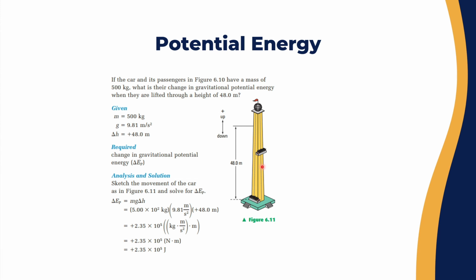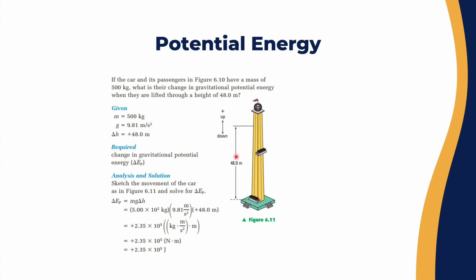So this game has a mass of 500 kilograms. What is the change in gravitational potential energy when they are lifted through a height of 48 meters? Mass is 500 kilograms. We know g, and we know delta h in this case is 48 meters. It goes from zero height up to 48 meters. Find delta EP, the change in gravitational potential energy.